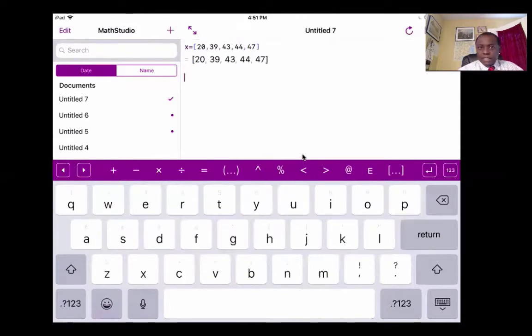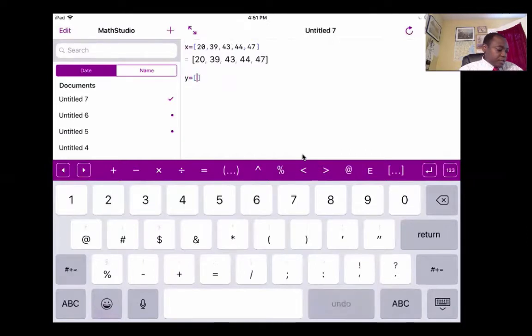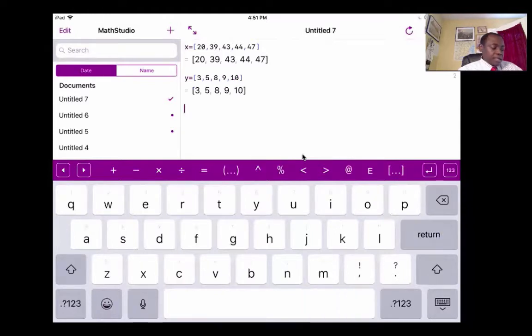It assigns that list the name x, and y equals, do the same thing with y, and that gives me 3, 5, 8, 9, and 10. Hit return, it assigns that.